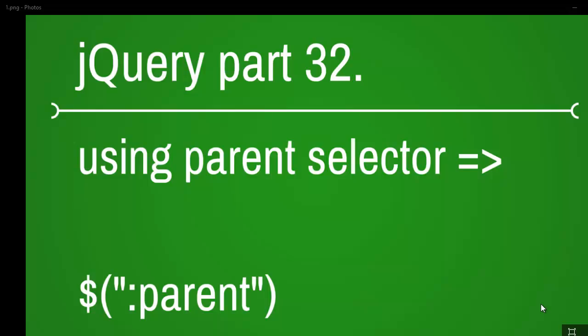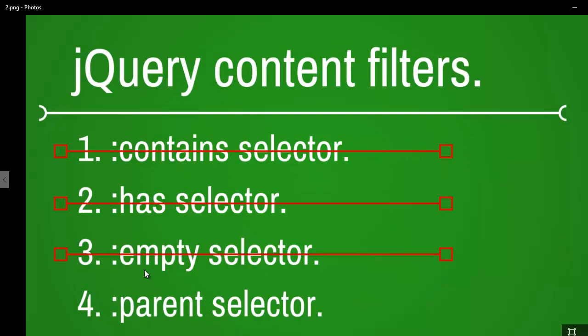Welcome to the jQuery video series, and this is part 32, and today we are going to look at the parent selector. Now the parent selector is very easy, which is the opposite of the empty selector. In the last video what we saw was, if any of the selectors we are selecting is empty, we are just checking if any of them has no content or no elements within it, then the empty selector works.